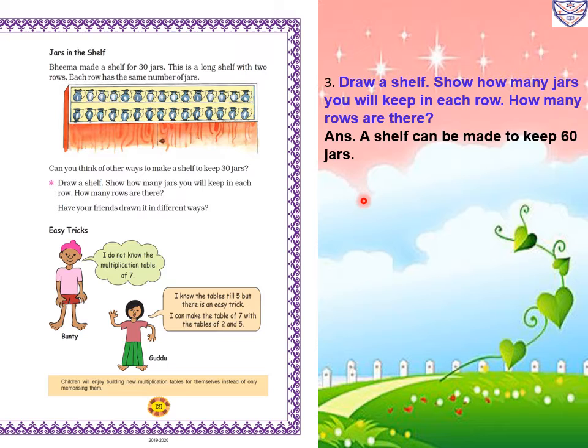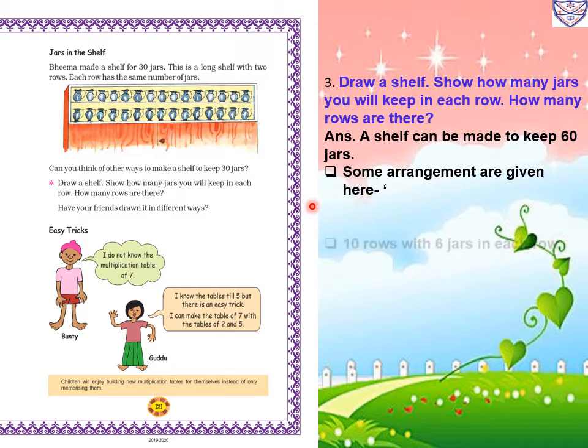So in how many different ways can we keep them? Some arrangements are given here. 10 rows with 6 jars in each row. First we will make 10 rows of the shelf, and we will keep 6 jars in each row. So 10 sixes are 60. So in total we can keep 60 jars.